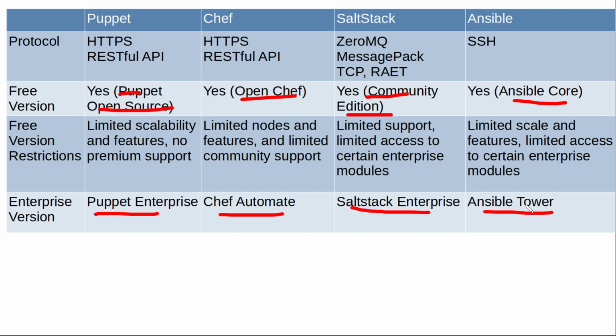In order to communicate with remote devices, Ansible will use Secure Shell. SaltStack will use some special encryption protocols. And Chef and Puppet will use HTTPS.